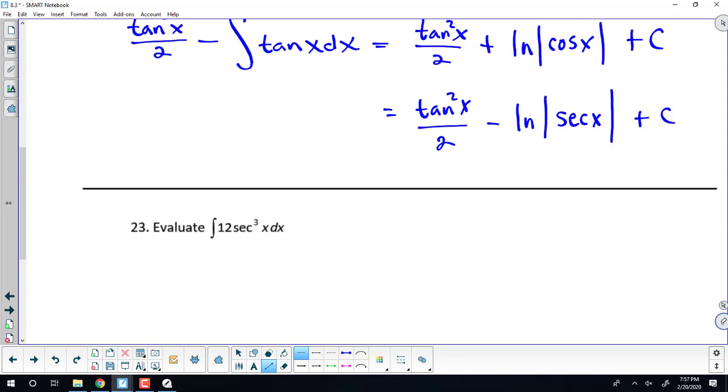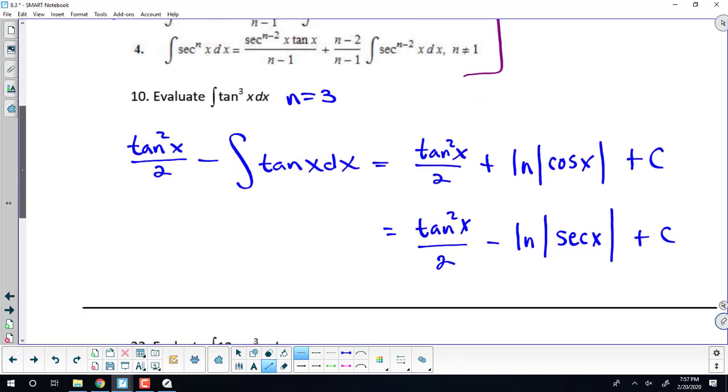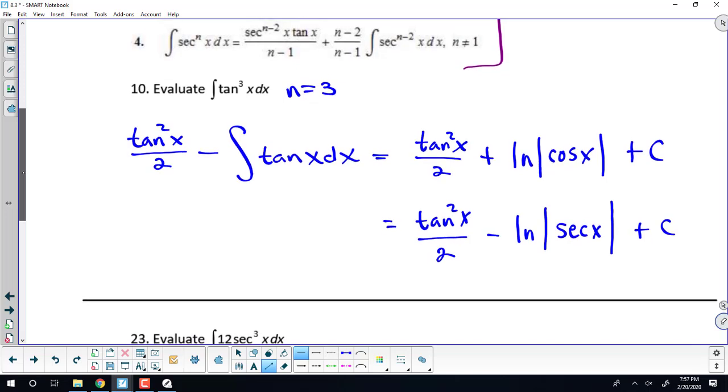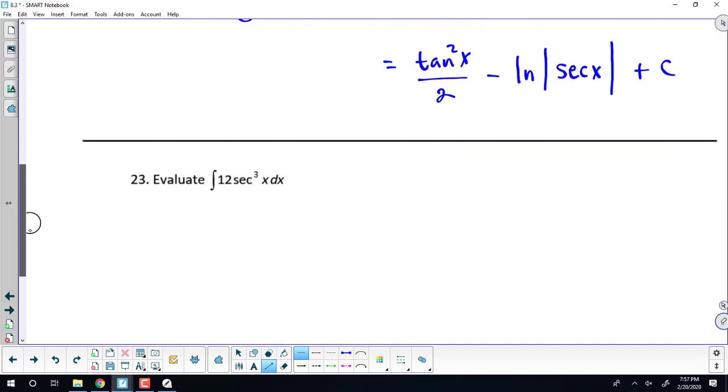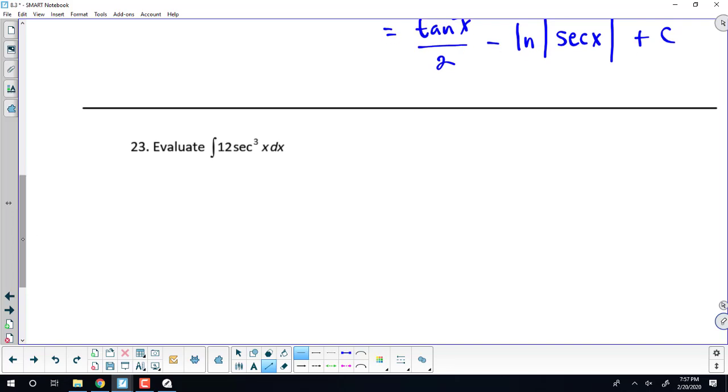All right, similar thing here for like 12 secant cubed. We could just go up to this reduction formula, n equals 3, and multiply all that stuff by 12. You've got to know what the antiderivative of secant is. Another way we could look at this, let's look at the antiderivative of just secant cubed, and then we'll multiply it all by 12.